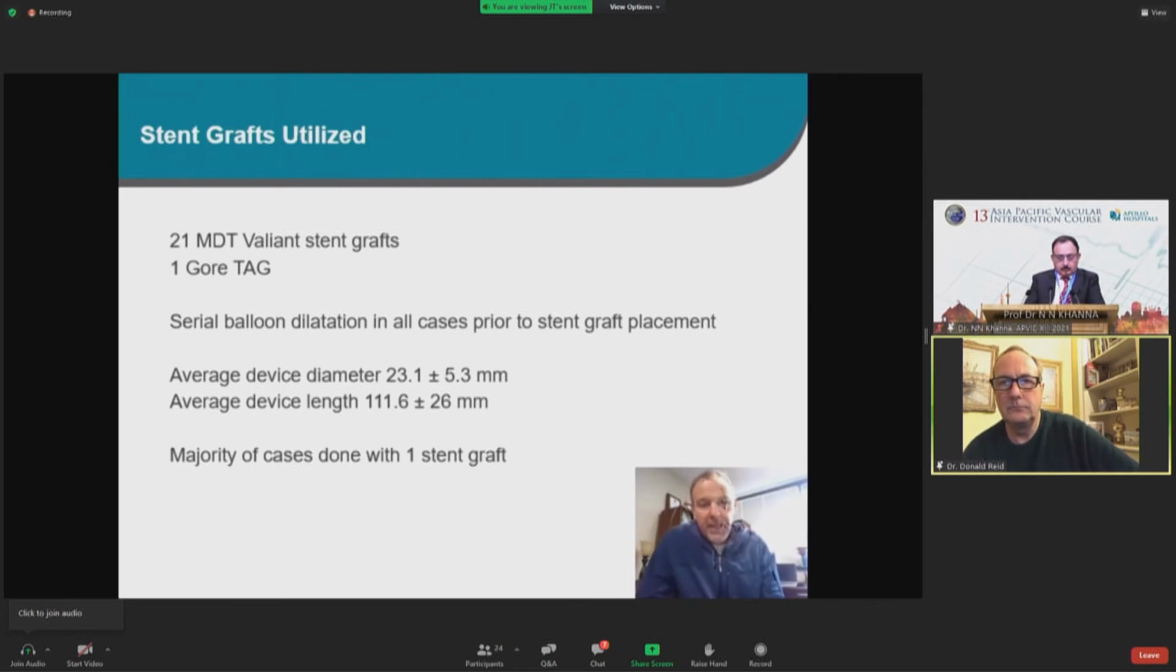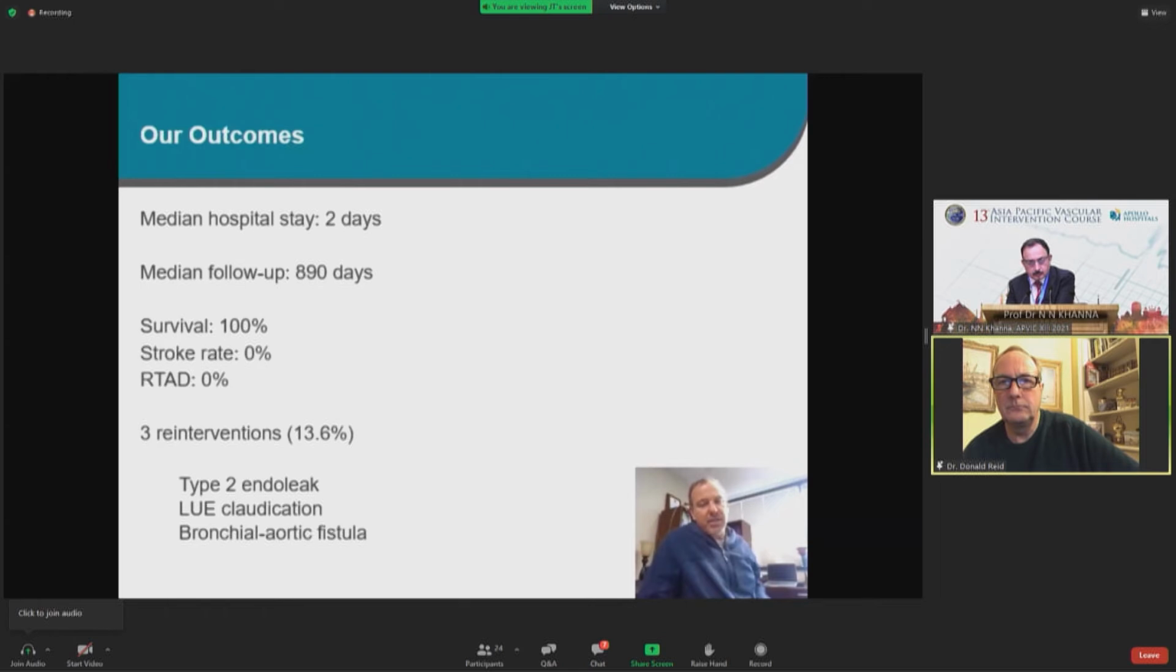The majority of these cases were done with a single stent graft. Median hospital stay is quite short. It's a safe procedure. Typical hospital stay is about 2 days. Median follow-up for these patients that we're looking at is 3 years. Again, 100% survival, no risk of stroke, no risk of retrograde type A dissection.